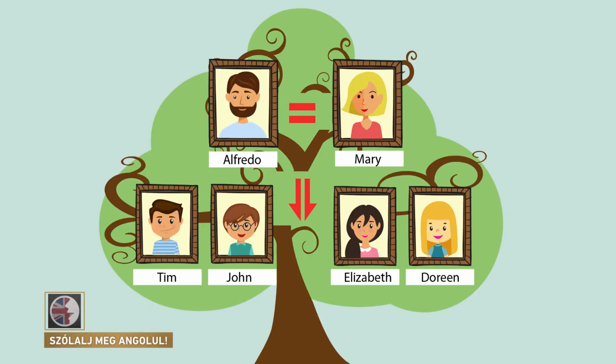Elizabeth and Doreen are Alfredo and Mary's daughters. Tim and John and Elizabeth and Doreen are Alfredo and Mary's children. They are their children. Okay, so the possessive apostrophe S isn't hard to use. But how do we use it when there is more than one person?